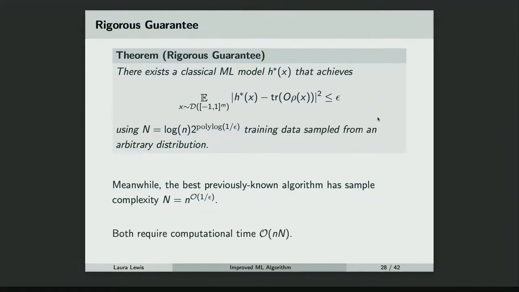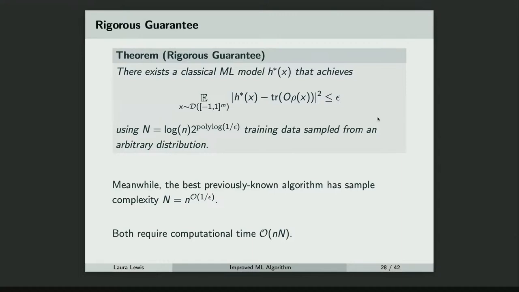scaling. And moreover, something that maybe I should have mentioned before is that both of these algorithms require computational time that scales as little n, the number of qubits, times capital N, the sample complexity. So by obtaining this improvement in the sample complexity, we automatically get a better computational time as well. Just explicitly, the best previous algorithm had computational time and sample complexity that both scaled as very, very large polynomials when considering a constant prediction error. But our result shows that, for this constant prediction error, our sample complexity scales as only log n, and the computational time scales as n log n.